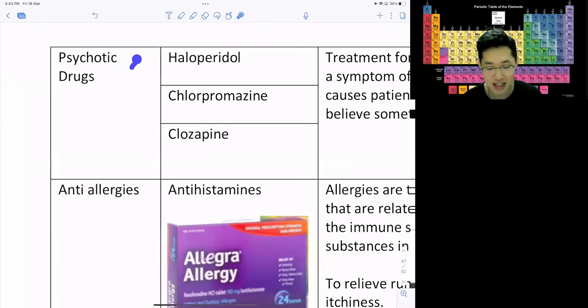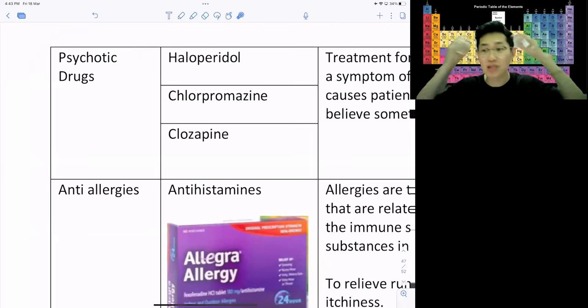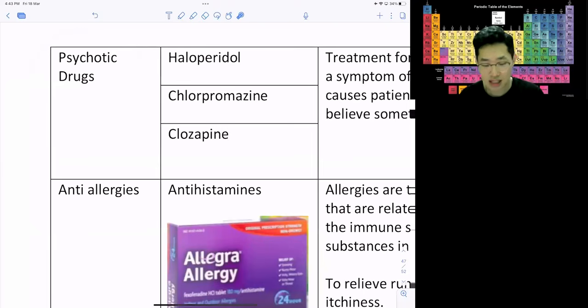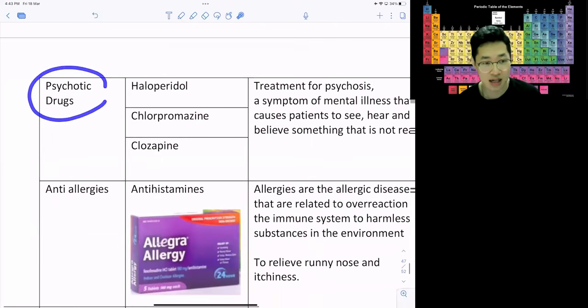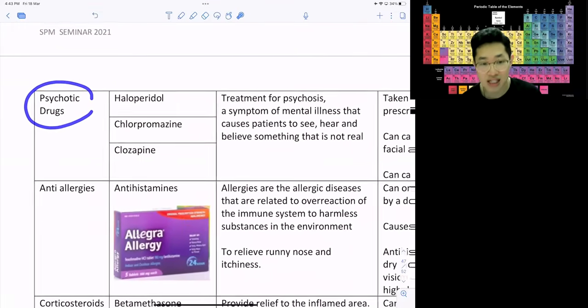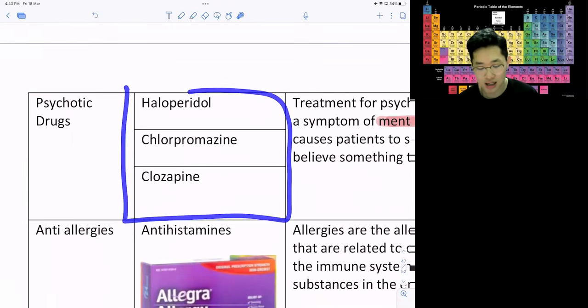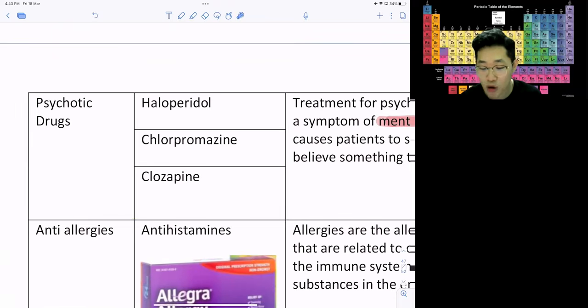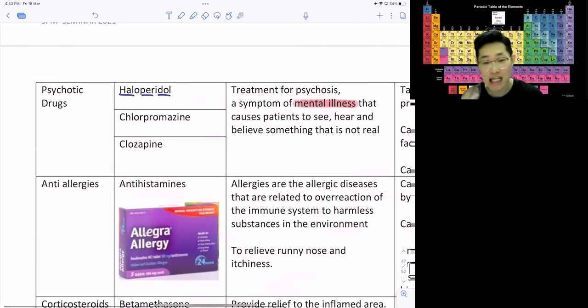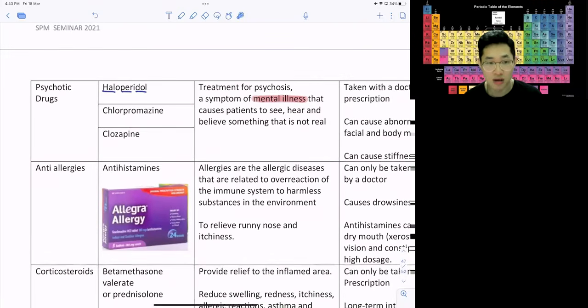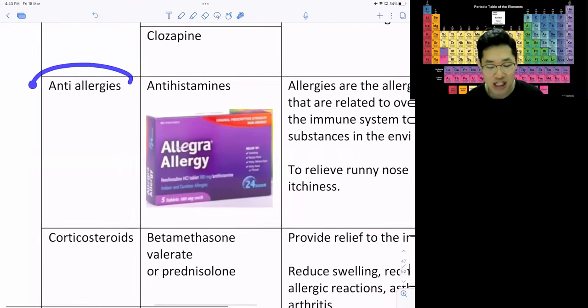Psychotic drugs. Anything to do with mental illness. Psychotic drugs treat mental illness. Example, remember one, maybe haloperidol. It's like Panadol and then got halo. So for those people who see illusions, they take this haloperidol.